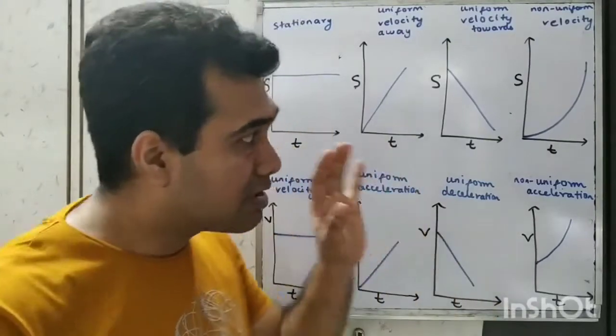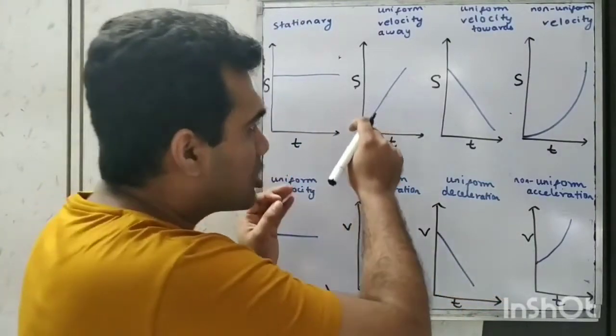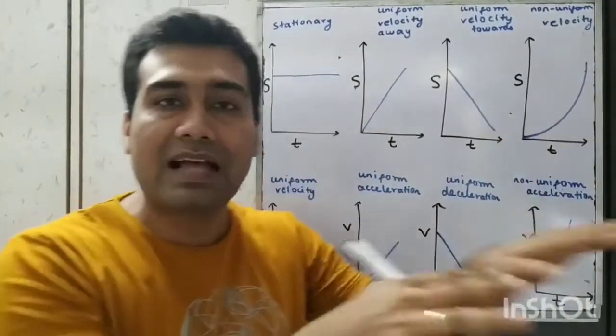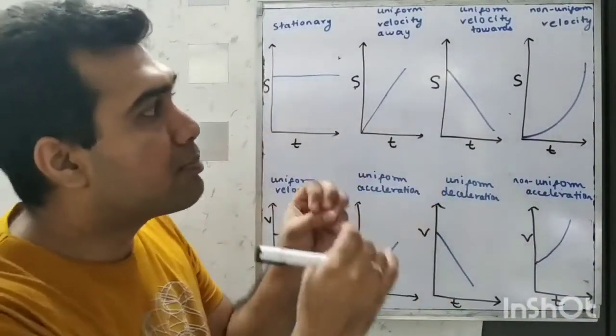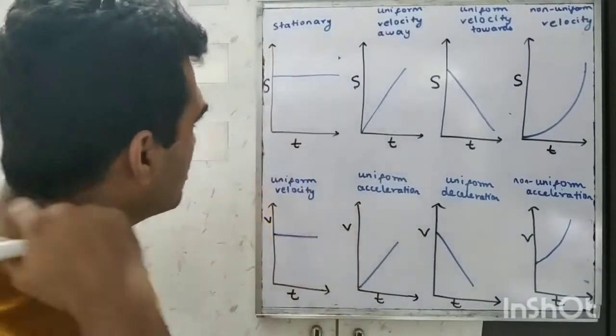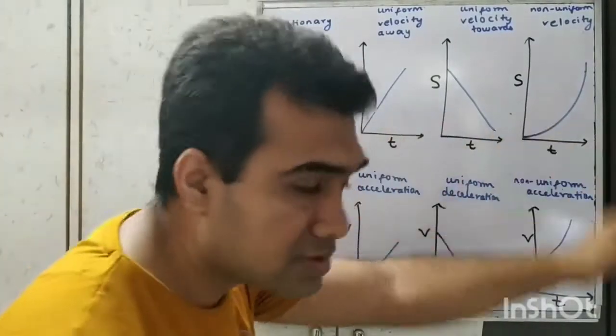Note that this is a graphical representation. This is not the actual trajectory of the object. The object isn't following this path in reality. This is just a representation of the motion, not the actual motion. So let's talk about displacement time graphs first.